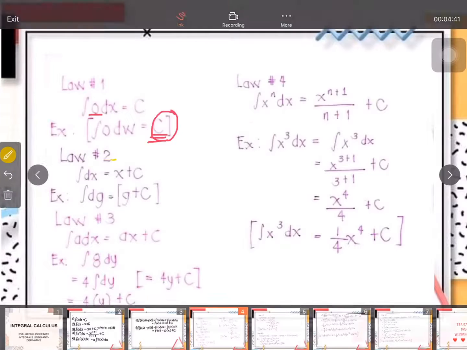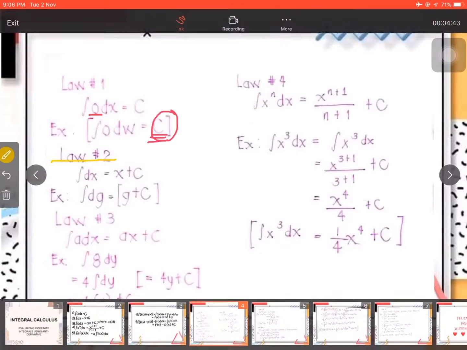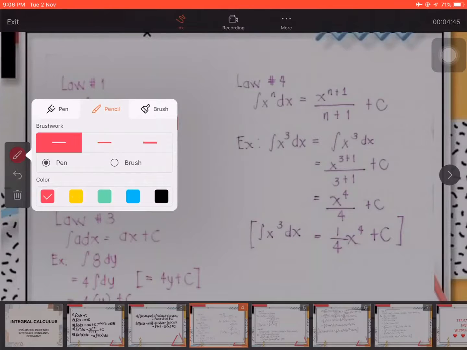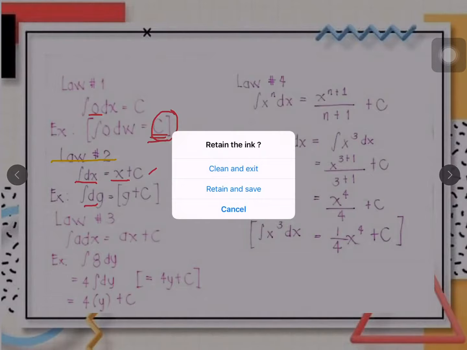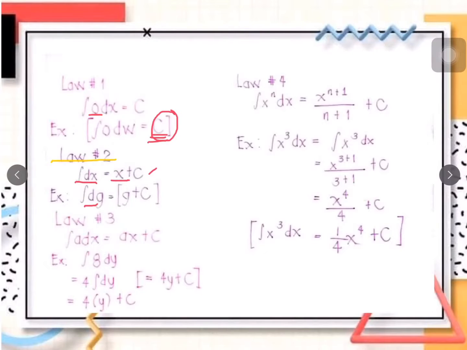Law number 2, if we integrate dx, the answer is x plus arbitrary constant c. If we integrate dg, the answer is g plus arbitrary constant c.